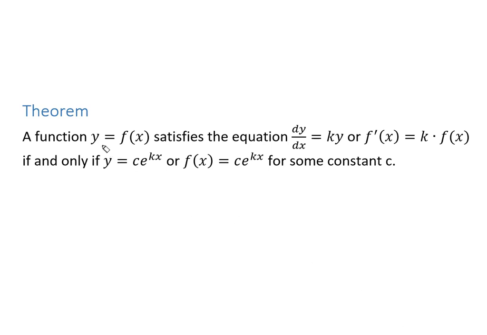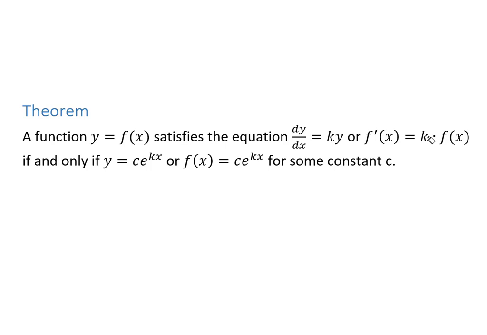It says a function y is equal to f of x satisfies the equation where the derivative of y with respect to x is k times y. In other words, it's a constant times the original function. Or f prime is equal to a constant times the original function. Let's think about that. When is the derivative equal to the original function with exception of a constant multiplier?